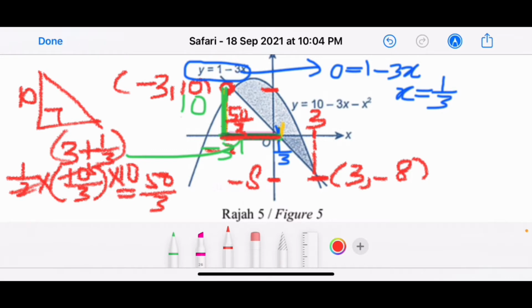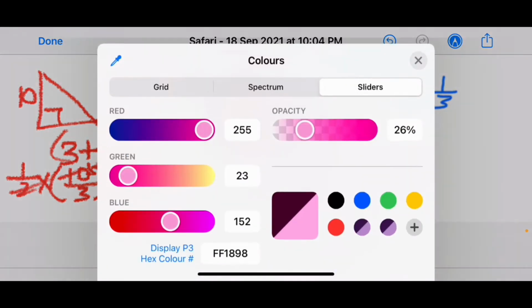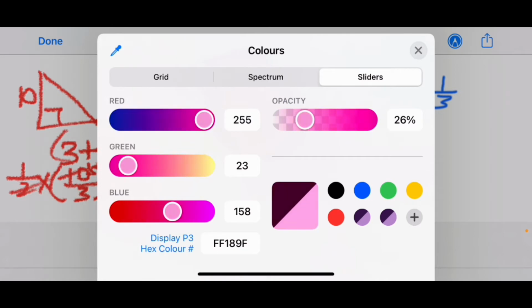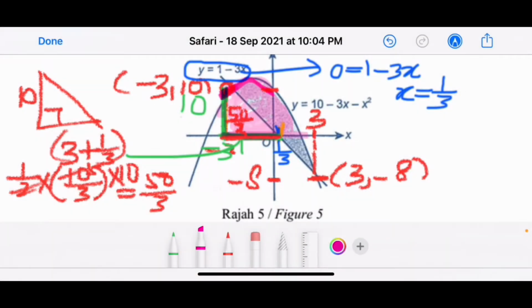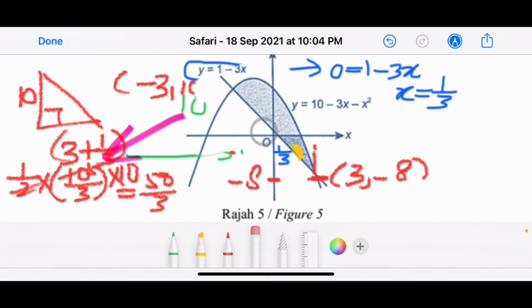Okay, now we need to find the area that I shaded in pink color. I'm going to find the area under the curve. Let me highlight to you the curve in pink color. This is the curve. If I integrate under the curve, I will get this area plus the triangle. So later on, I have to subtract this triangle to get the area shaded in yellow color. This one. Okay, so now I'm going to find the area.